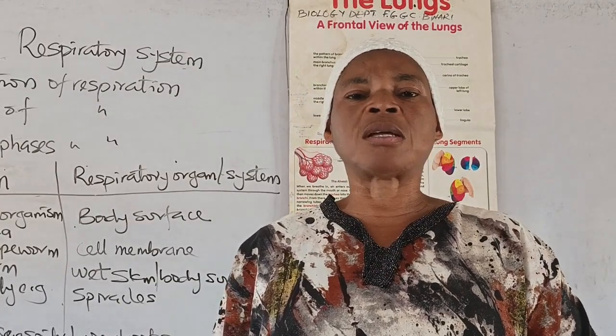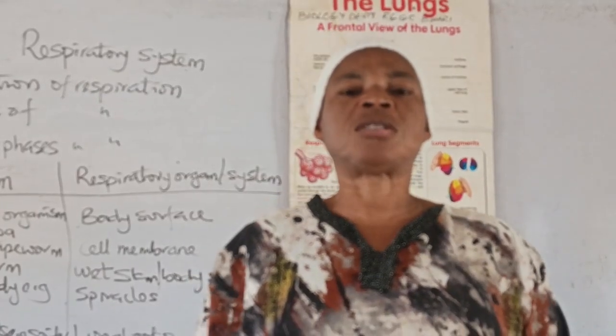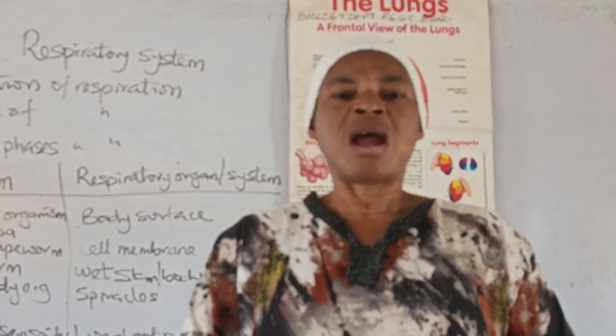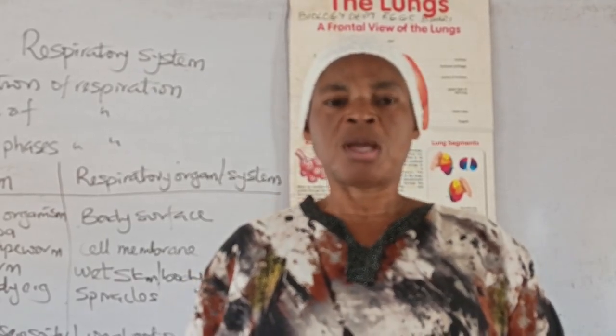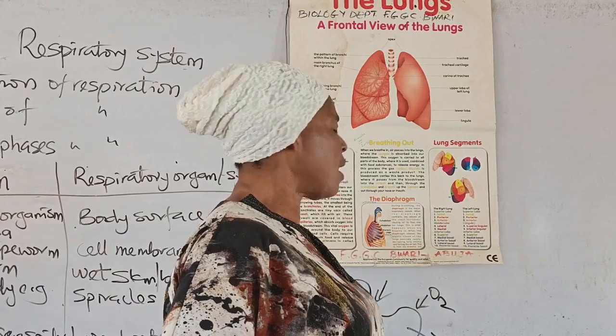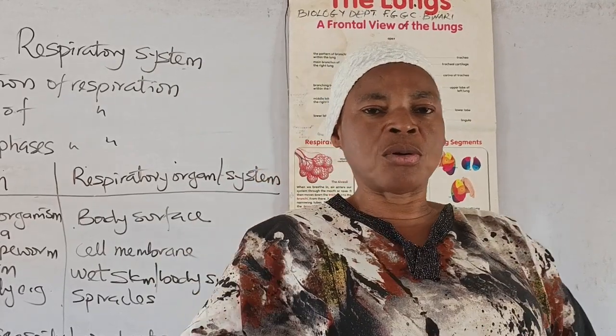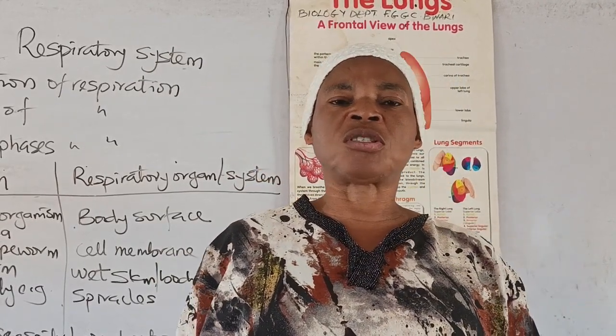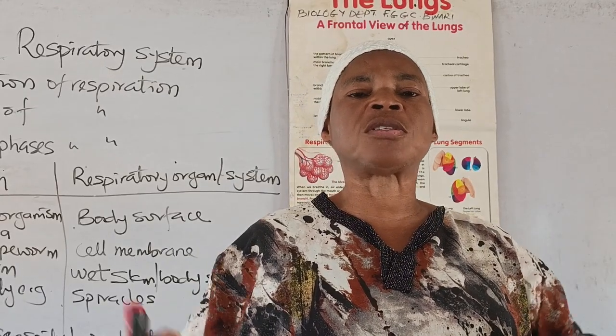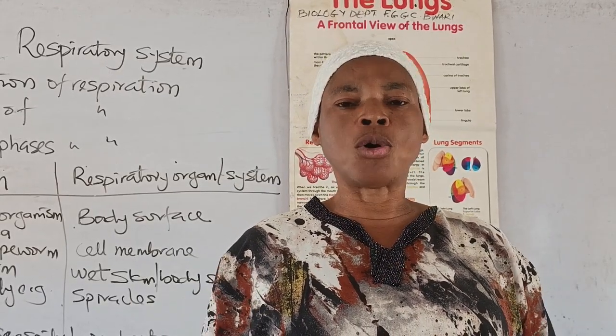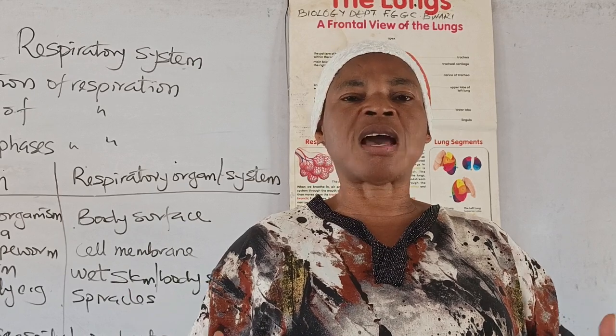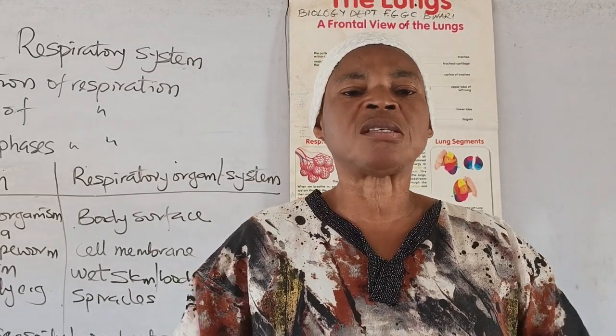And then during breathing out, the diaphragm now assumes its normal dome shape. That means it now becomes dome-shaped, and the intercostal muscles now contract, and also the thoracic cavity decreases in volume.